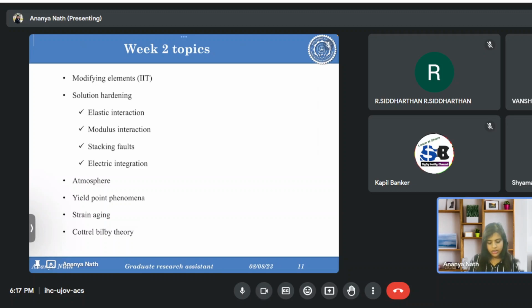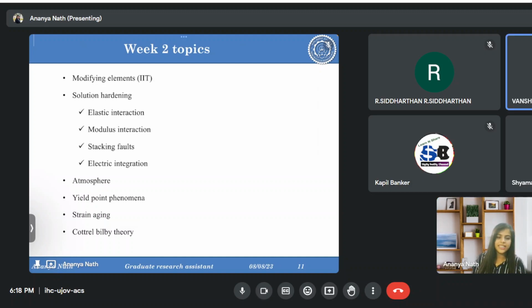And then we went to the yield point phenomena, where the stress strain curve was drawn, and why the upper yield point and lower yield point occur was shown. After that, strain aging and a little bit of Cottrell-Wilsdorf theory. So if you have any specific doubt, please let me know so that we can discuss it.